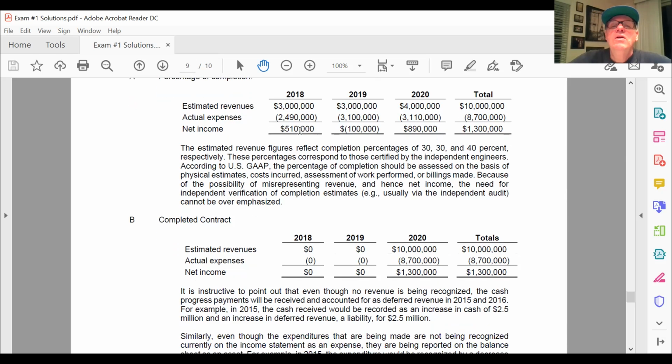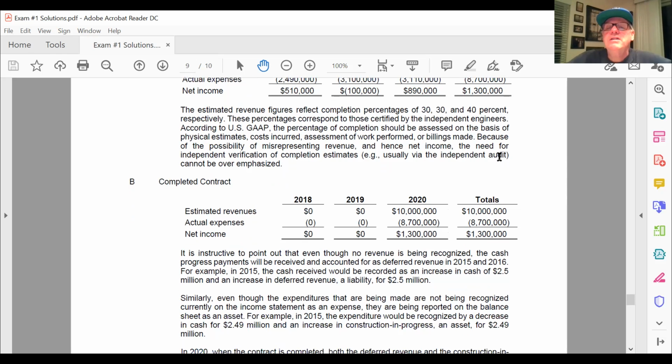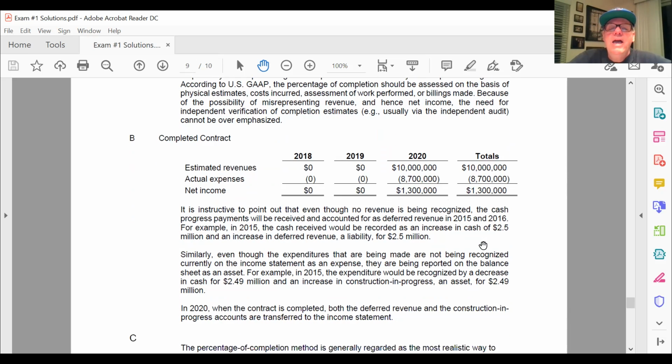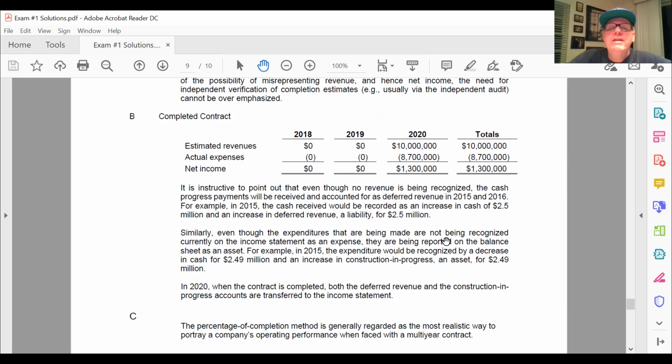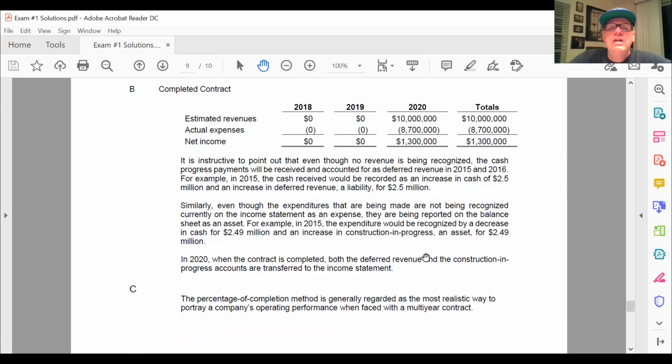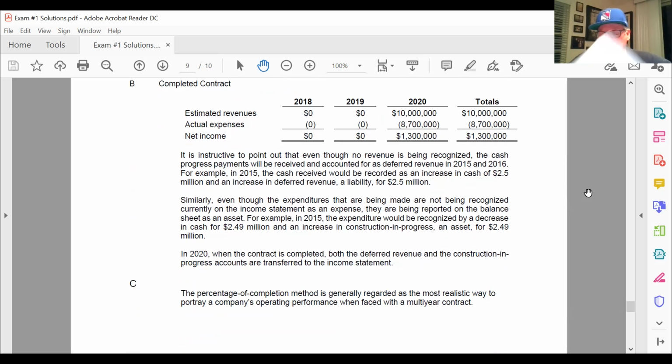So you can see here the 510 the first year, lost 100,000, then made 890. Total impact here is 10,000 worth of revenues, 8,700,000 of expenses, so net income of 1,000,003. For the completed contract, most of you who lost credit on this was because you didn't tell me what the actual expenses were. So you needed to show an actual income statement for that last year. So your total revenues minus your total expenses would give you the 1,000,003. And as I said earlier, the one that is the best method that could give you the best matching would be the percentage of completion.